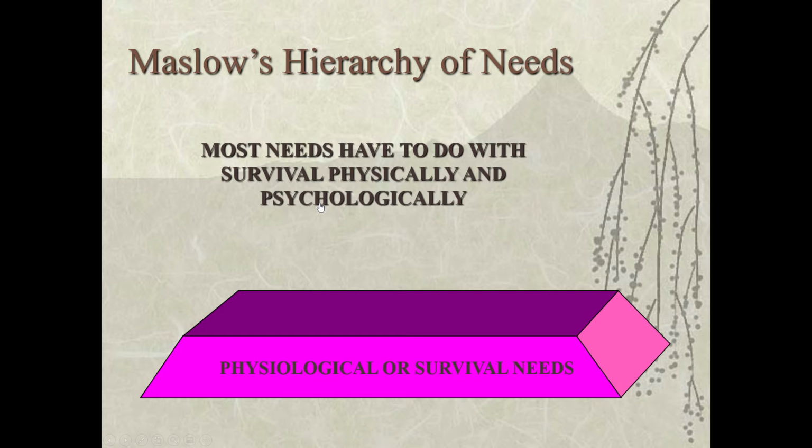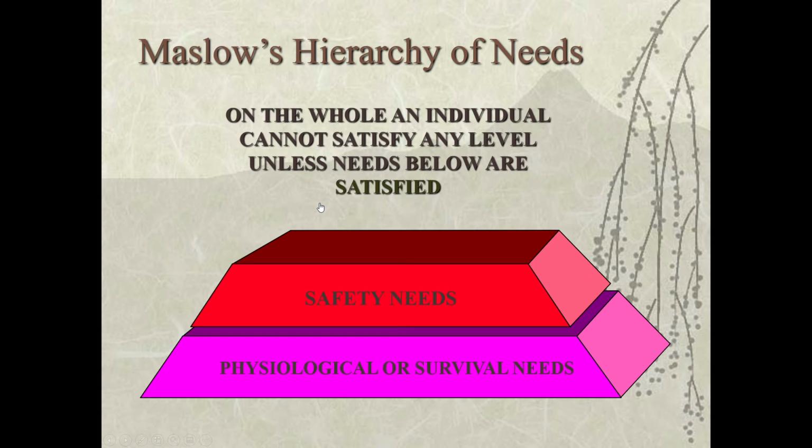And then when you are able to satisfy this need, your next need becomes the safety need. Maslow says, on the whole, an individual cannot satisfy any level unless the needs below are satisfied. So for you to satisfy your safety needs, you need to have been able to satisfy your physiological or survival need. And once you meet your physiological or survival needs, you're able to have warmth, air, food, and water, you want to experience safety, to know that you're not in any physical danger.